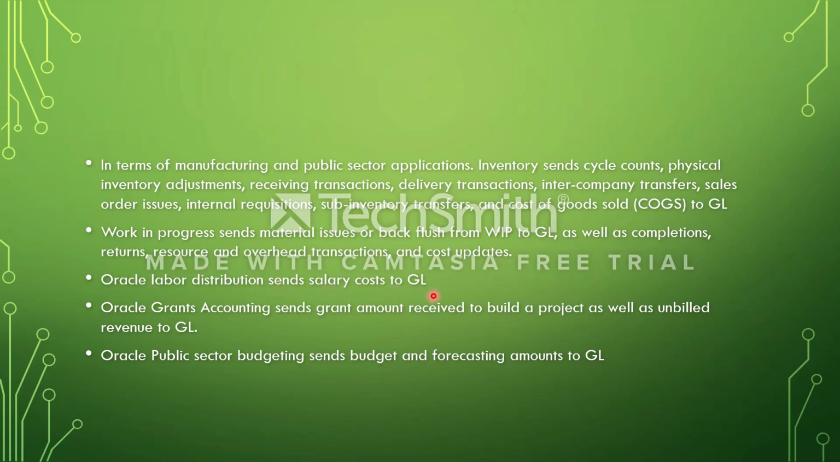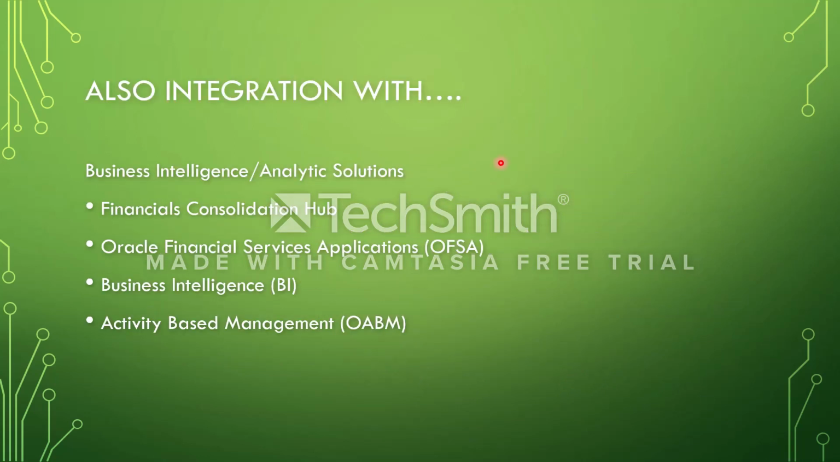Oracle Labor Distribution sends salary cost to GL. Oracle Grants sends grant amount received to build a project as well as unbilled revenue to GL. Oracle Public Sector Budgeting sends budget and forecasting amount to GL. In addition, Oracle also integrates with business intelligence or analytical solutions: FCH, Financial Consolidation Hub, Oracle Financial Services Applications, Business Intelligence, Activity Based Management.